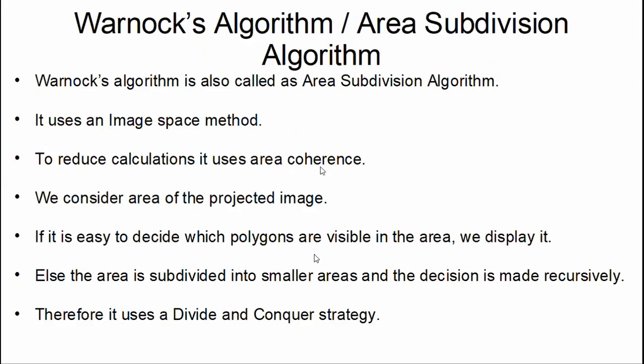Again, in visible surface detection, we have seen various coherence properties. Under that, we have seen this area coherence. We consider the area of the projected image. As this algorithm uses the image space method, and we know that the image space method deals with the projected images, here the area of the projected image is considered. Now, if it is easy to decide which polygons are visible in the area, we display it. You will understand this in detail with some examples.